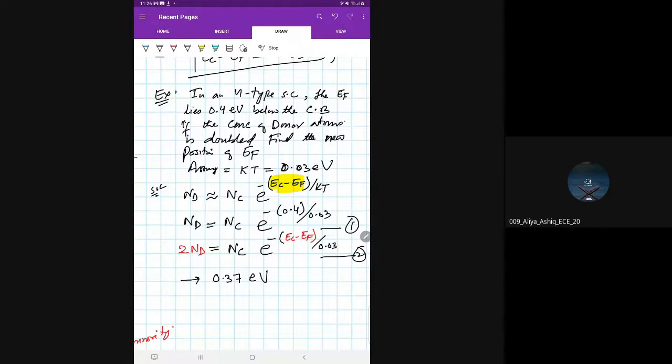0.379 electron volt. Very good. 0.379. Both are fine. So this is the correct answer. 0.379 electron volt is the correct answer. All right.